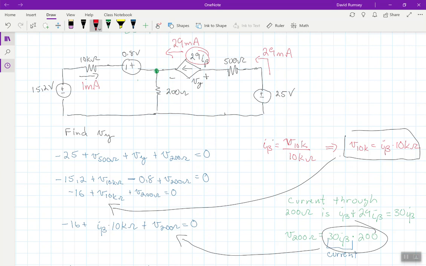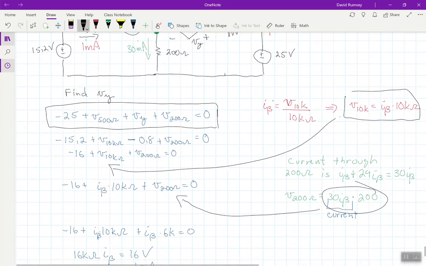Now, using KCL, if I look at this green node again, I have 1 milliamp coming in, 29 milliamps coming in, and then coming down here, I would have 30 milliamps. Now, you might say, okay, that hasn't given me a lot of information. I still don't have what Vy is. Well, believe it or not, now we have all the information we need to use this original equation that we said wasn't very useful to us to find out what Vy is.